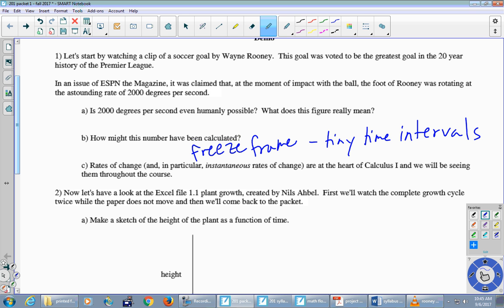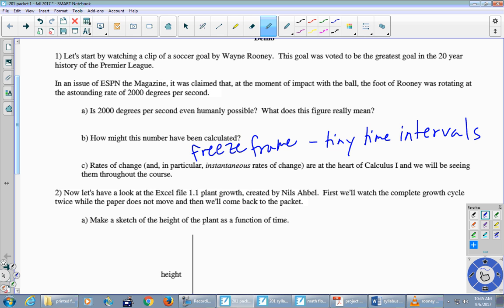Okay. All right, so part C, rates of change, and in particular, instantaneous rates of change are at the heart of Calculus 1, and we will be seeing them throughout the course. Number 2 says we're going to have a look at an Excel file which has to do with plant growth. All right, so this Excel file is really cool, and it's awesome what Excel can do, but this computer is too slow for my little animation to work, and it's not going to work. So I have to describe this thing to you, but trust me, it's awesome on Excel.